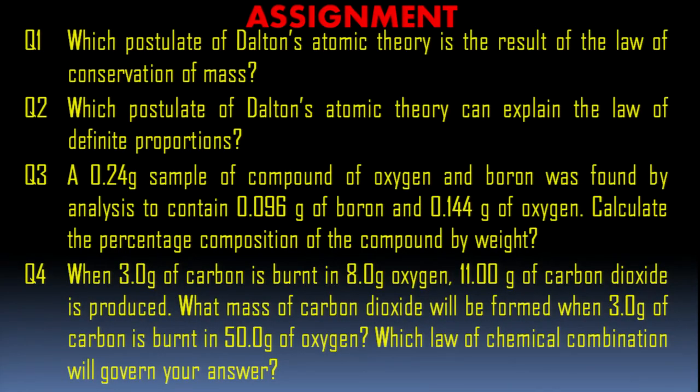The fourth question is a bit tricky. When 3 grams of carbon is burnt in 8 grams of oxygen, 11 grams of carbon dioxide is produced. Okay. What mass of carbon dioxide will be formed when 3 grams of carbon is burnt in 50 grams of oxygen? Which law of chemical combination will govern your answer? You know, children, when 3 grams of carbon burns with 8 grams of oxygen, it will give carbon dioxide 11 grams. Okay, that is a fixed part, fixed composition.